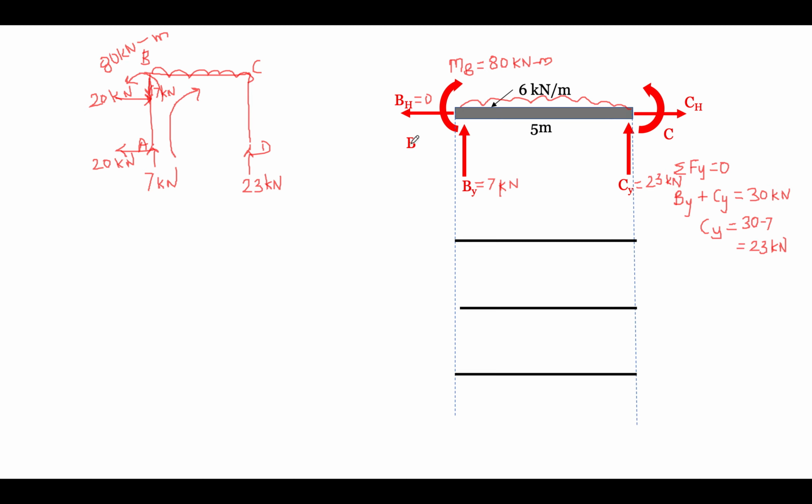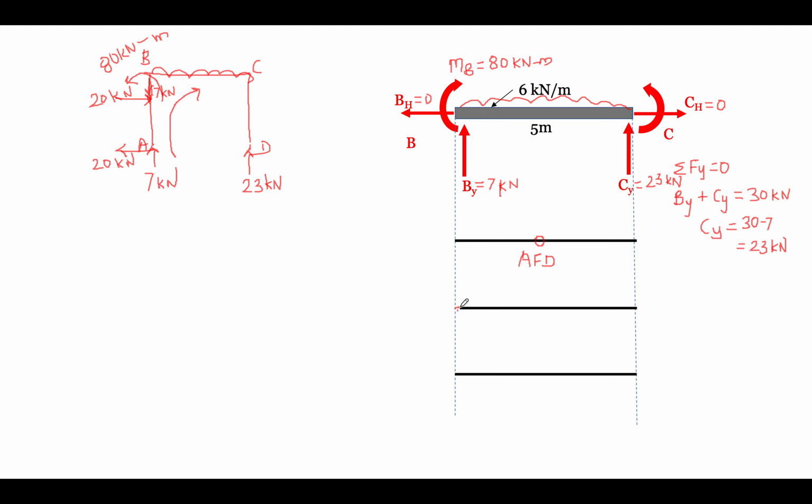Now let us see what is the axial force here. You can see BH is equal to 0. So for this particular case, CH will also be 0 to balance. That will also be 0 at this point. So if we want to draw the axial force diagram, the axial force will be 0 at this particular point.